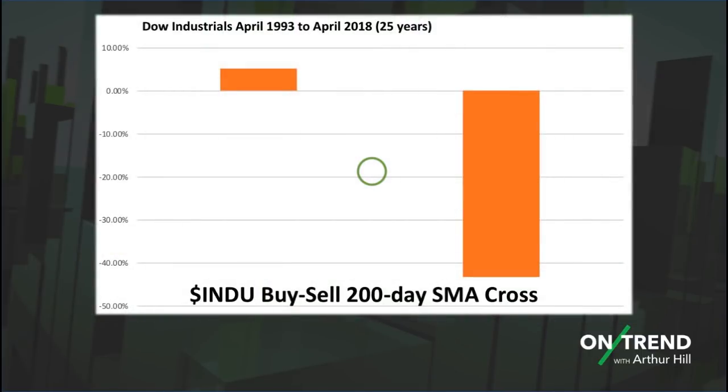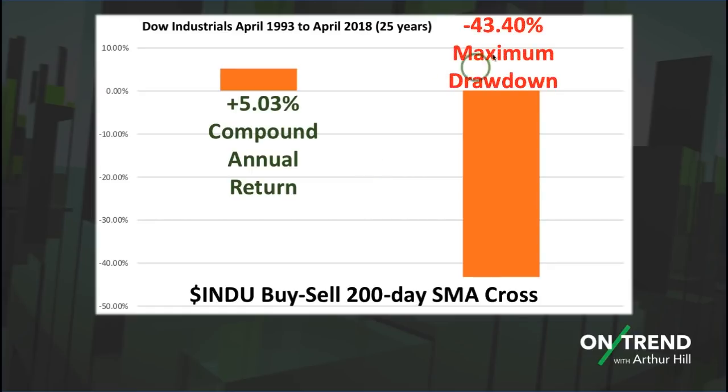And if you look at the returns for the Dow, you had a 5% compound annual return if you bought on a close above the 200-day SMA, sold on a close below the 200-day SMA, and your maximum drawdown was above 40%. So it didn't improve in that category. And that's what we want to use a moving average for. We want to reduce the drawdowns. And it's not working for the Dow.